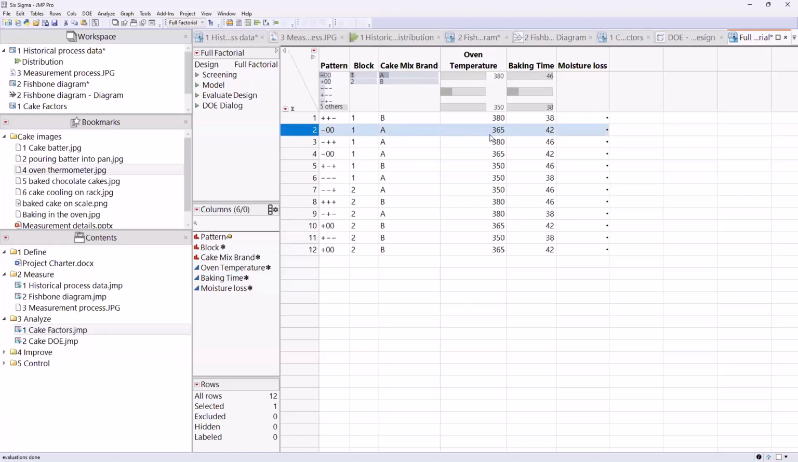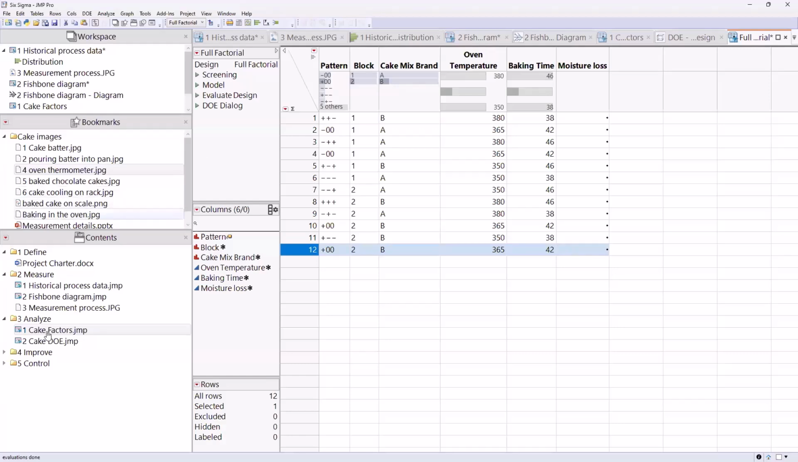So for example, we see the oven temperatures at 365 and the baking time at 42 for the center point run. And of course, there's no middle between brand A and brand B, but JMP handled that for me. You can see there's 2 center point runs with cake mix A and 2 center point runs with cake mix B. Okay, so that's how I set up the design.